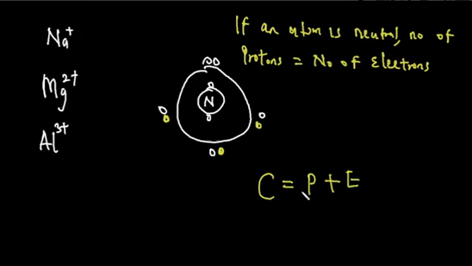So charge is equal to protons plus electrons, basically. Now, having said this, the implication is that if nitrogen has 7 protons, and we're looking for the charge after it accepts, how many protons? It will be positive 7.